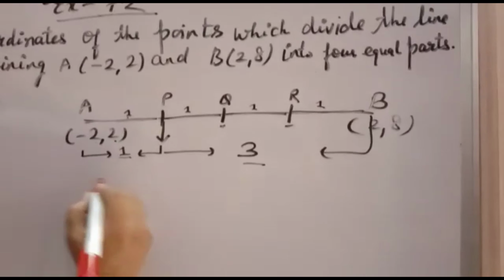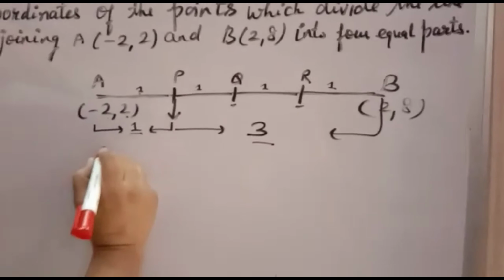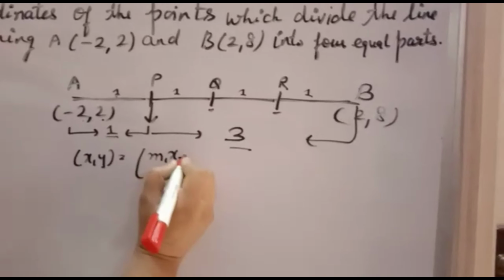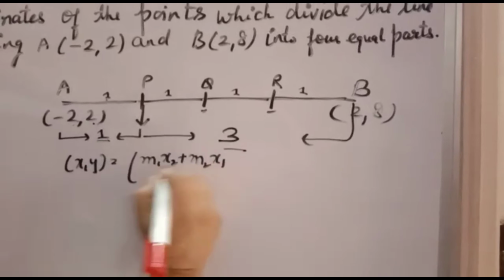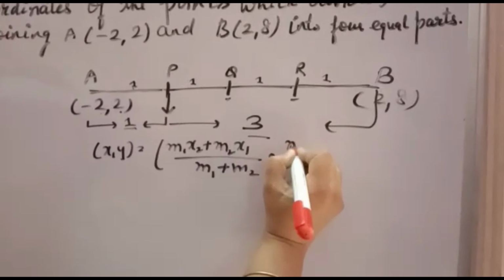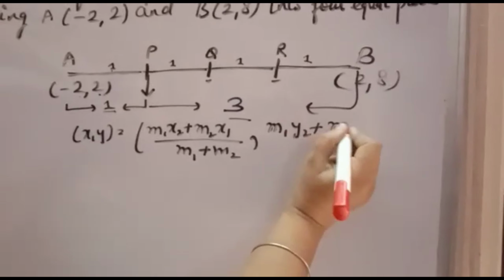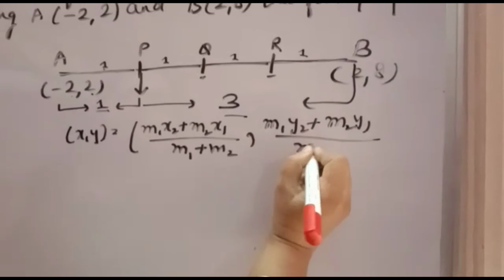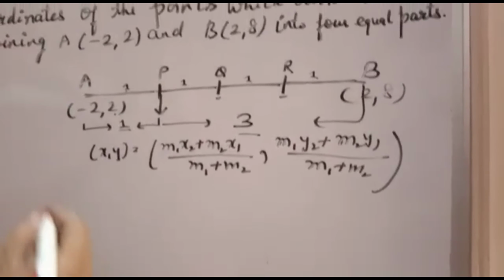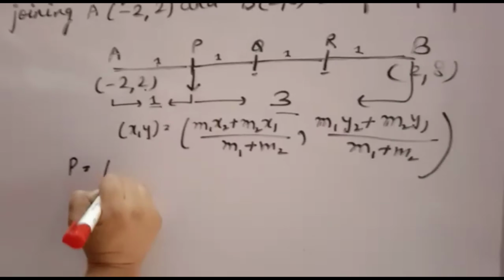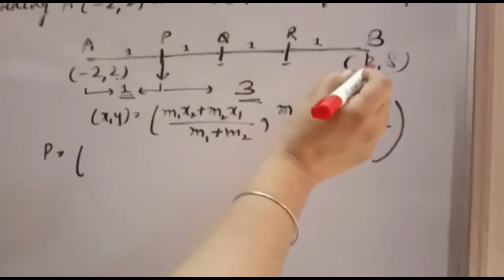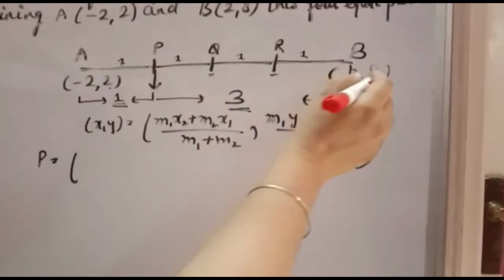What is the section formula? The coordinate of point P, whatever you want to find, is (m1 x2 plus m2 x1) over (m1 plus m2), and the y coordinate is (m1 y2 plus m2 y1) over (m1 plus m2). This formula we will use for finding all the coordinates. Firstly, the coordinate of P: m1 is 1, m2 is 3, x1 is -2, x2 is 2, y1 is 2, and y2 is 8.